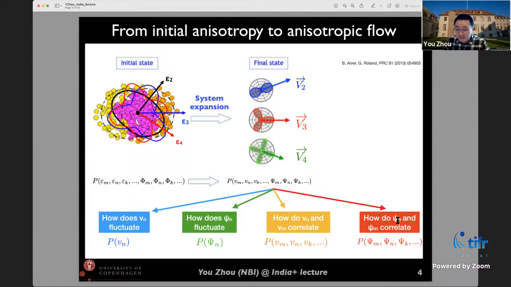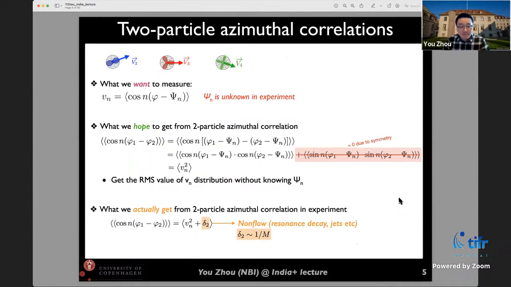And how do the flow symmetry planes correlate, between psi n and psi m, for example? So with these 4 different directions, we can actually simplify the study of the PDF in a certain direction. And before we go to the complicated one, let's start from the simple definition of flow. So the Vn is defined as the azimuthal angle of the produced particles with respect to a certain symmetry plane.